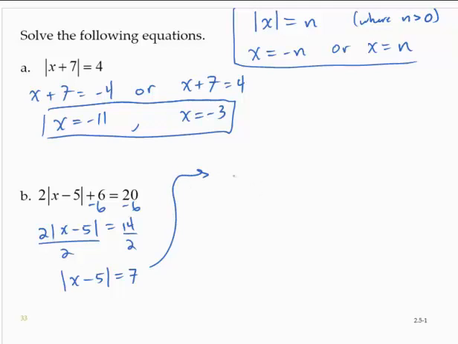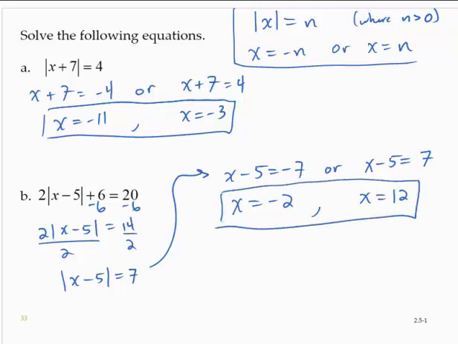Now, using the fact that I stated earlier, x minus 5 would equal negative 7, or x minus 5 would equal positive 7. Adding 5 to both sides of the first equation would give me x equals negative 2. Adding 5 to both sides of the second equation would give me x equals 12. So again, two solutions to the equation.